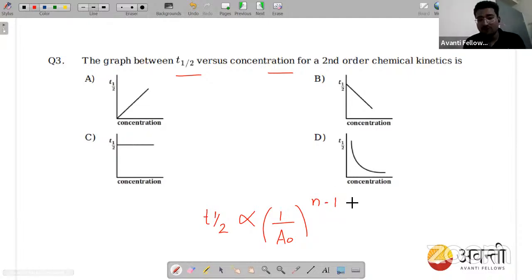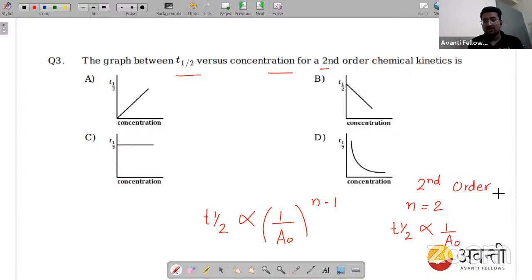N minus 1. We all know that T half is directly proportional to 1 by A naught to the power n minus 1. According to this relation, we can decide the relation between half-life and initial concentration of any order reaction. Now for the second order reaction, if we put n equal to 2, T half is inversely proportional to 1 by A naught. T half is inversely proportional to initial concentration for a second order reaction.